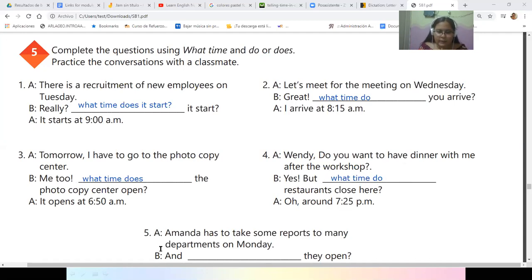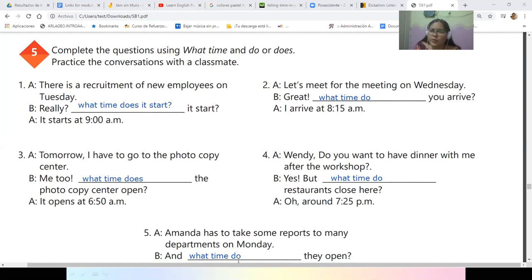Number five, look. Amanda has to take some reports to many departments on Monday. And what time? Exactly. What time do? The subject is they. Exactly. The subject is they, so the auxiliary is do. What time do they open?